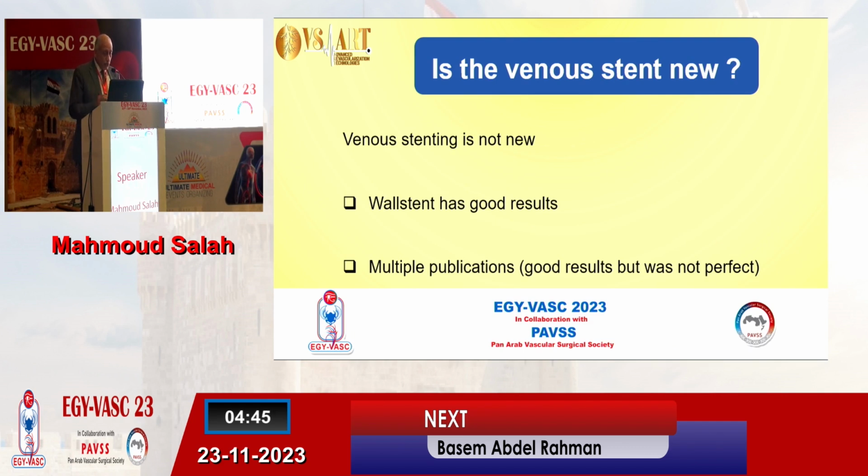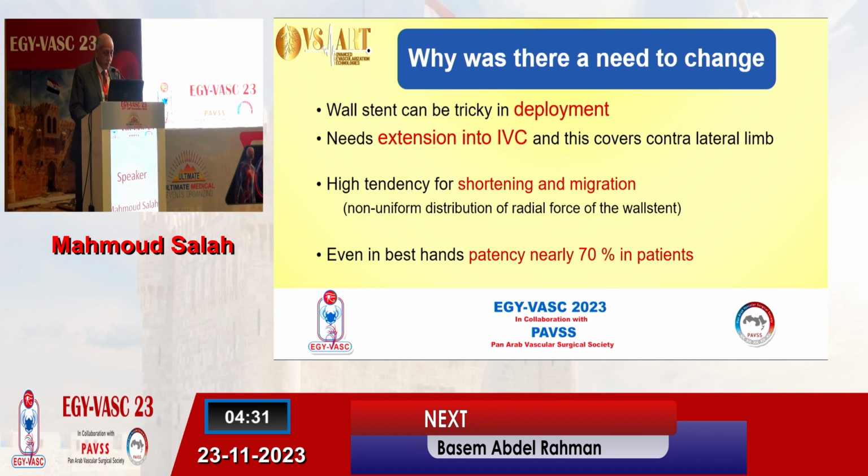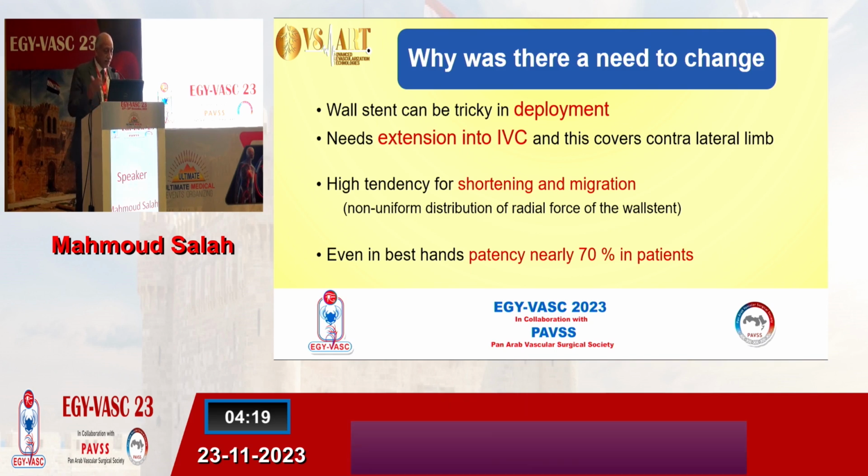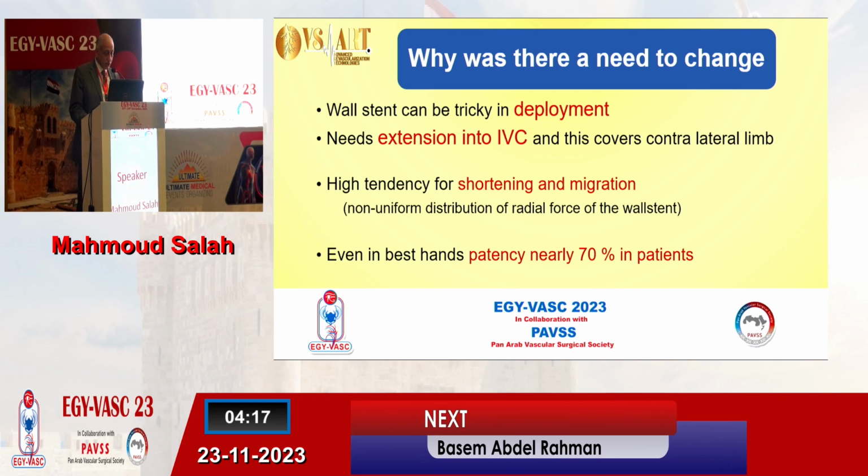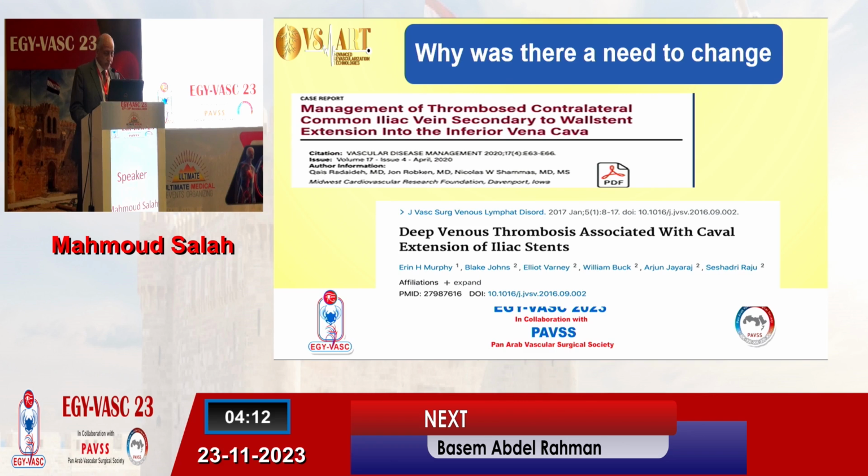Is the venous stent new? Actually, it's not. We used to use venous stents a long time ago, where the Wallstent was used, but the results were not perfect. Why did we need a change? Because the Wallstent was tricky in deployment. Extension to the IVC usually blocks the other side, there is a high tendency to shortening and migration, and the patency rate in the best hands was a maximum of 70%.